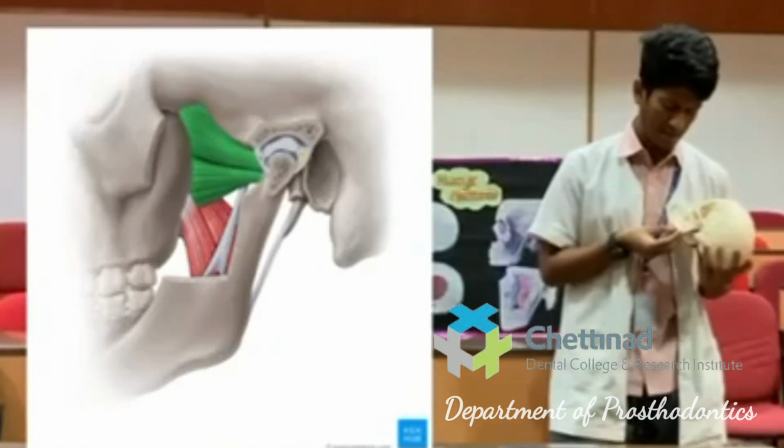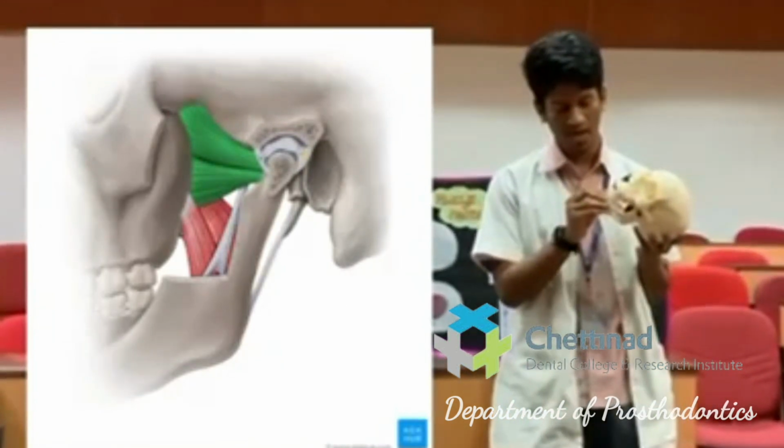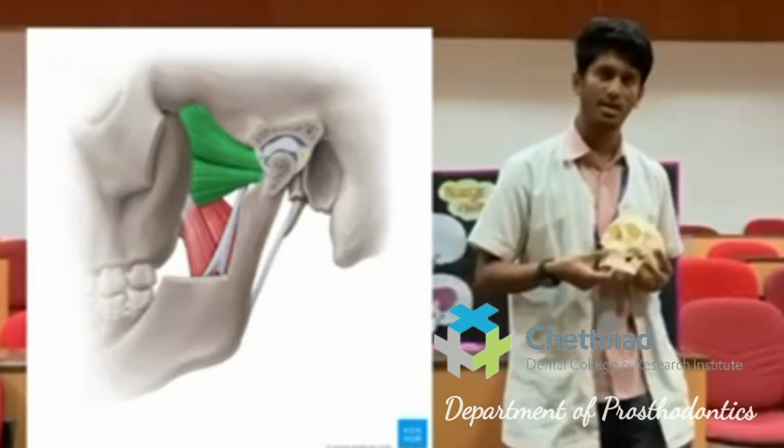The nerve supply is from the anterior division of the mandibular nerve. Coming to the function, it depresses the mandible so that the mouth opens, and it also protrudes the mandible, which helps in biting.